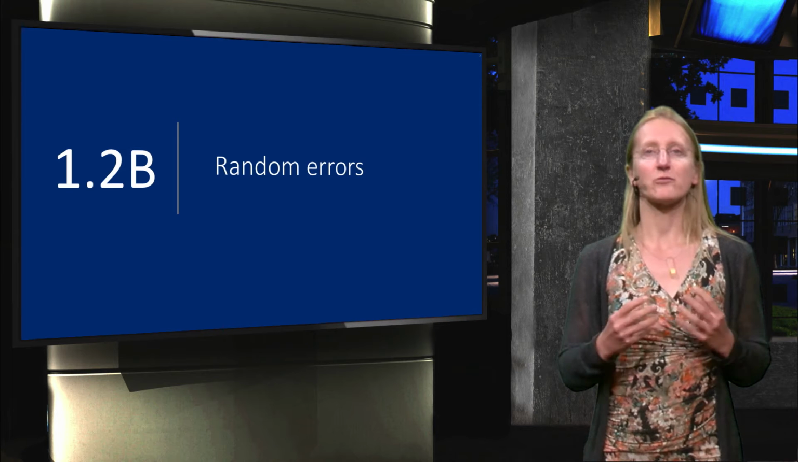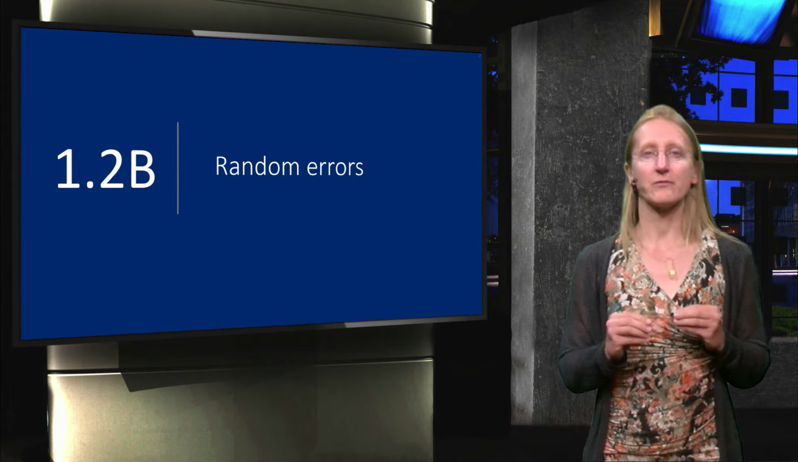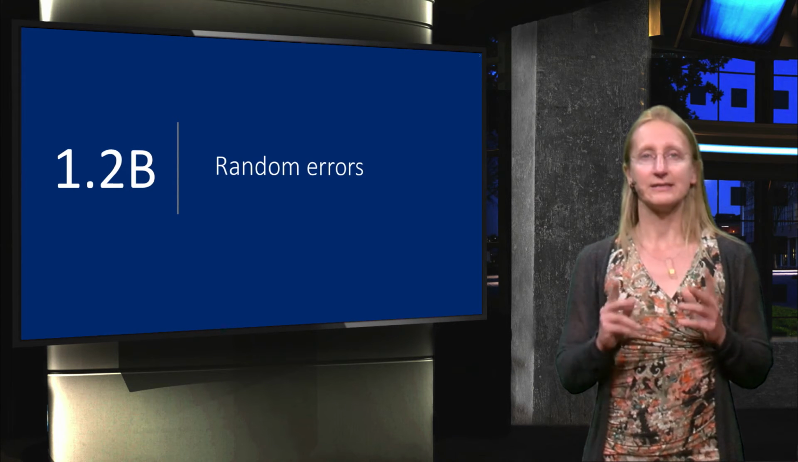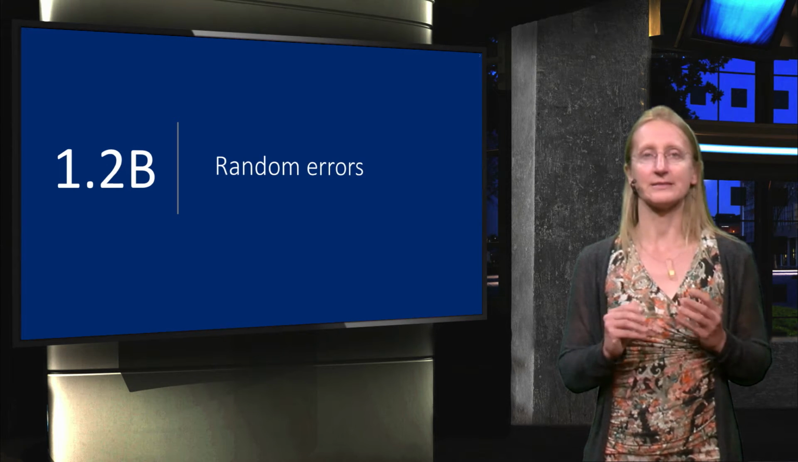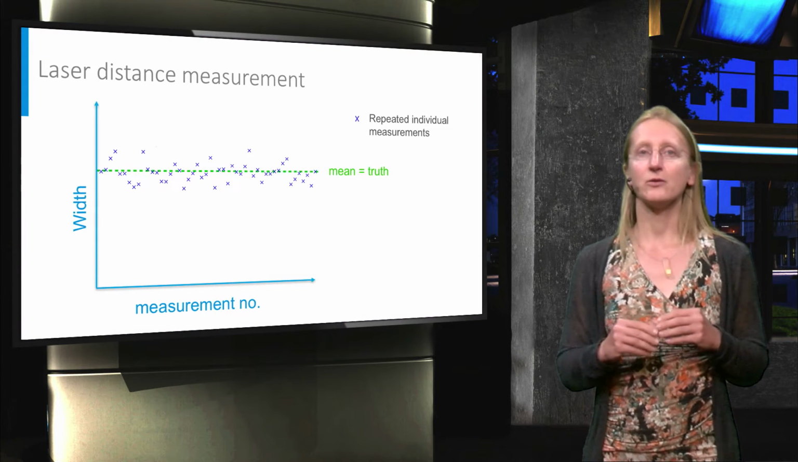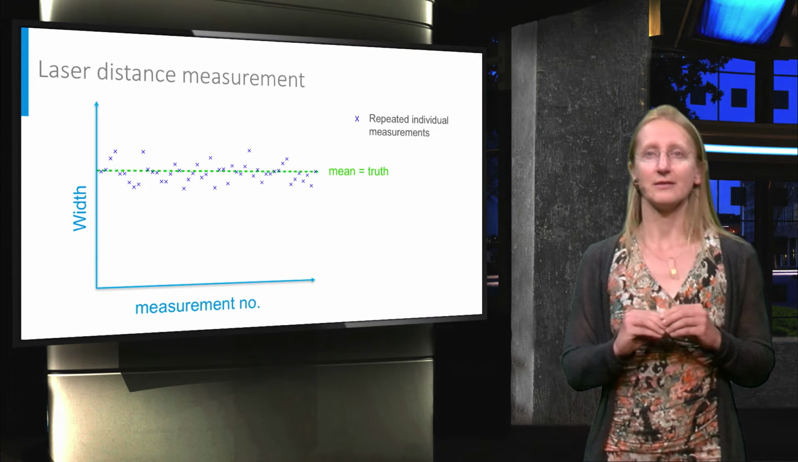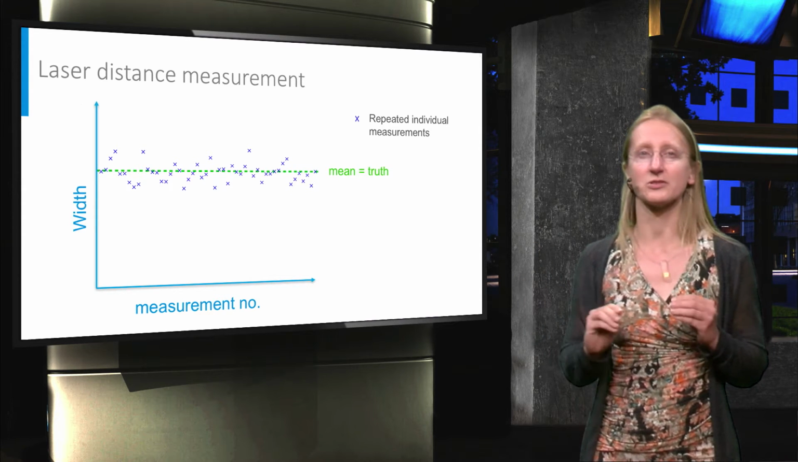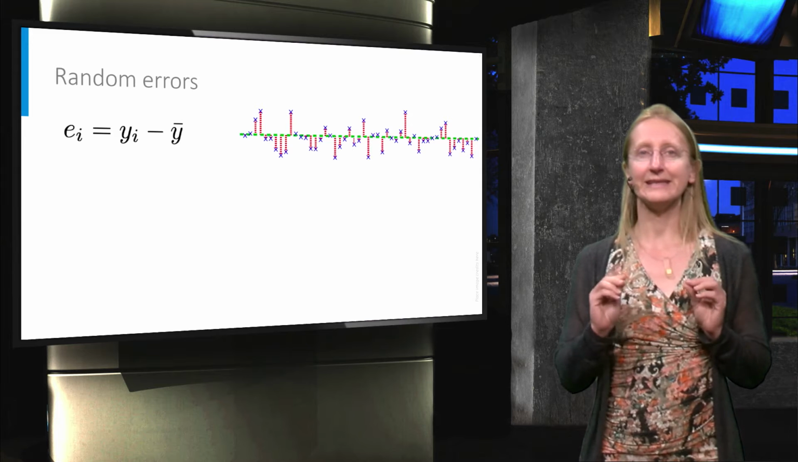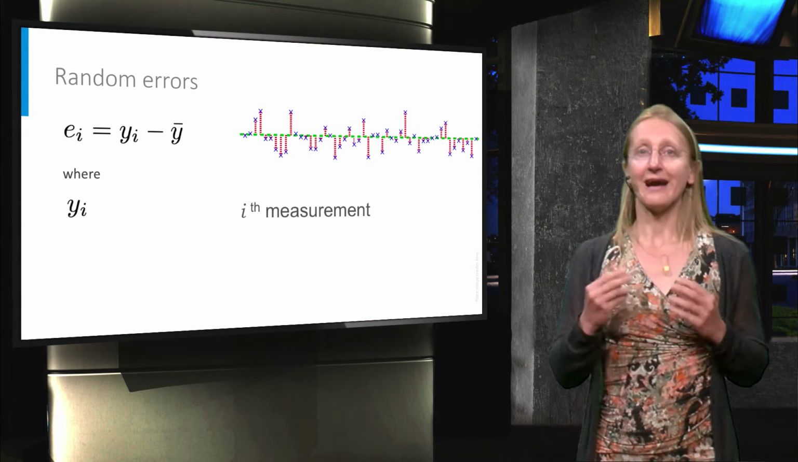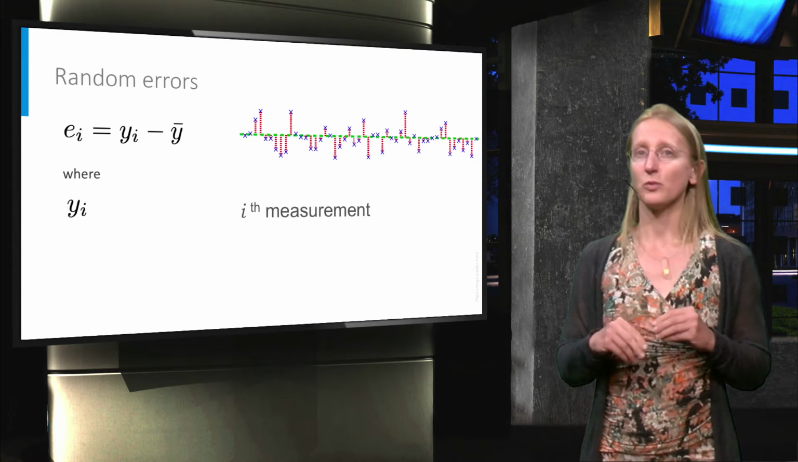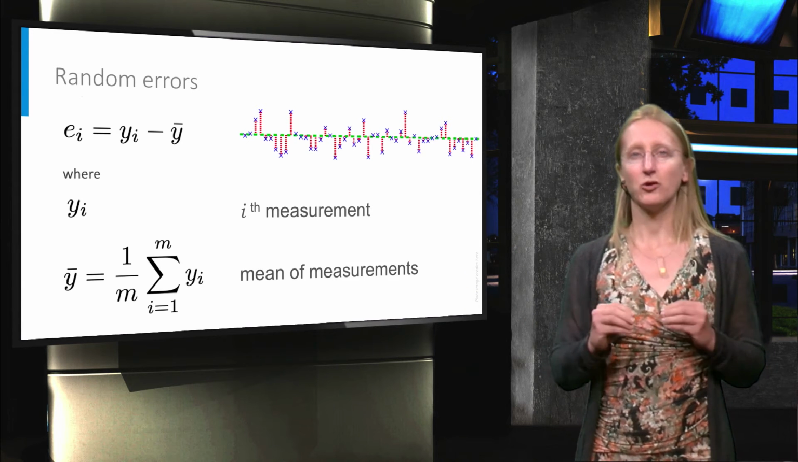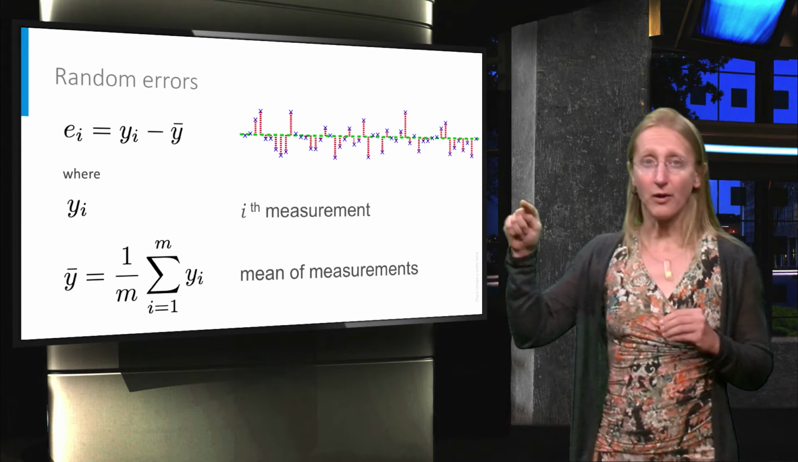Fortunately, we may generally describe the behavior of random errors by means of a well-known statistical distribution. And in this lecture, we have a closer look at this. We will start again with the laser distance measurements. Let's zoom in to a few observations and the associated random errors, which we will denote as e, where the ith measurement is denoted with y subscript i, and the mean of all measurements is denoted with the bar.